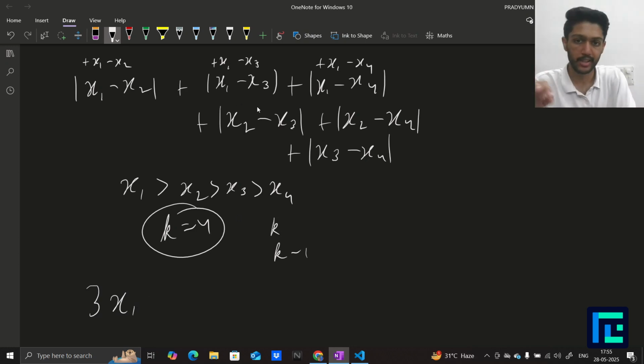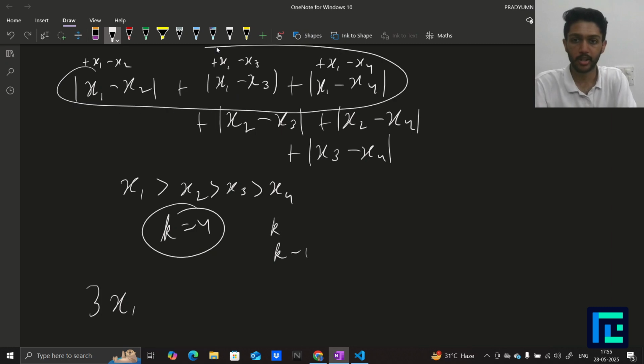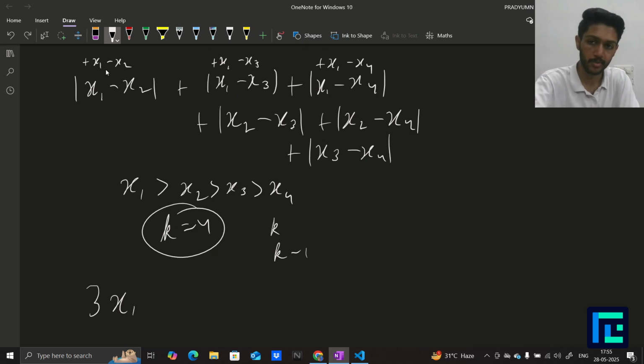Because in no other terms does x1 come, only in these 3 terms x1 comes. And in all of these 3 terms, x1 is positive. So we will have 3x1.